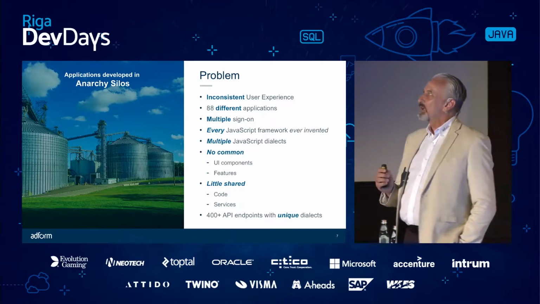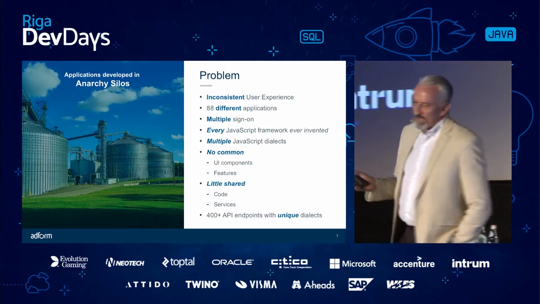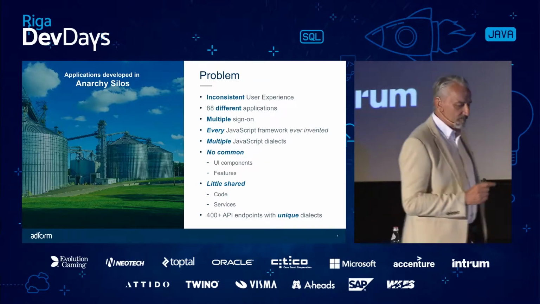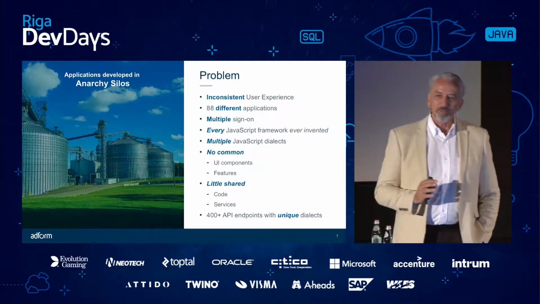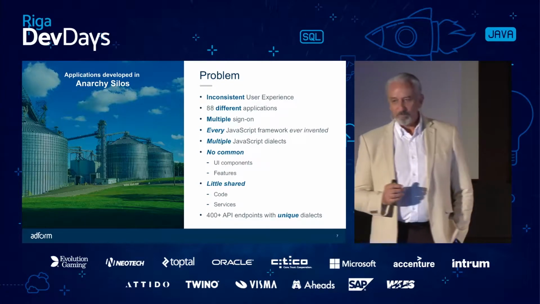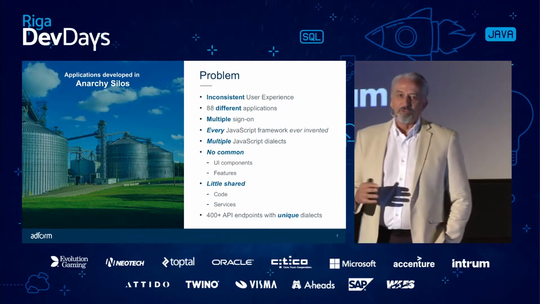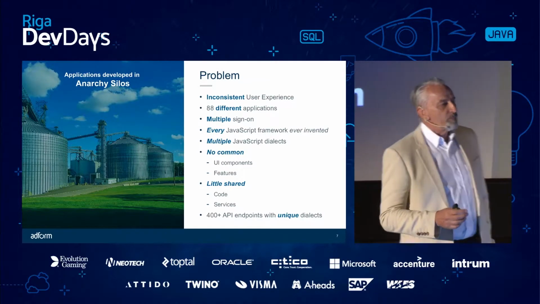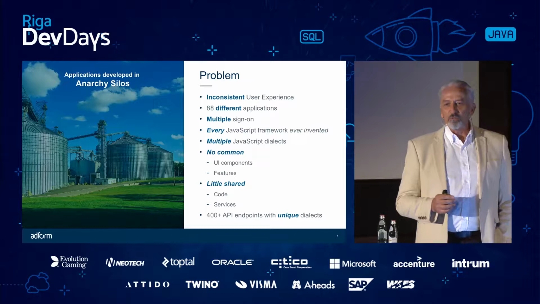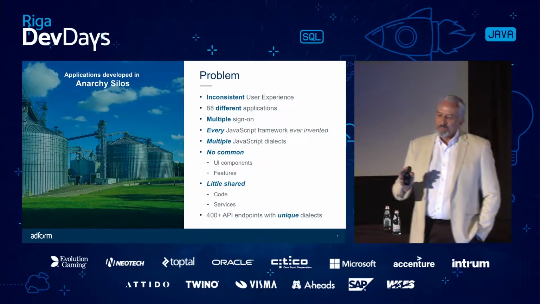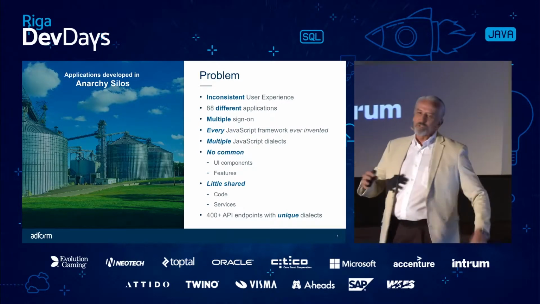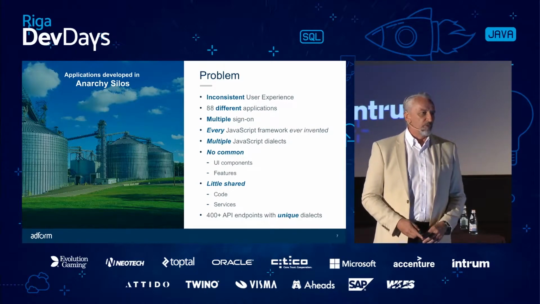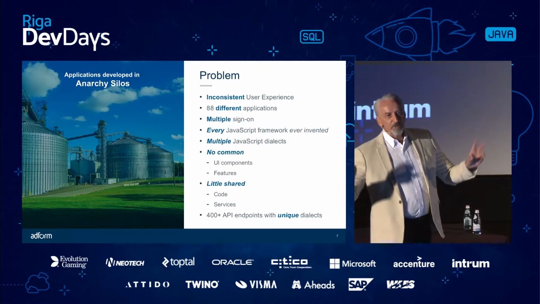You have multiple sign-ons. You have every JavaScript language and framework ever invented. No common UI components, no common features, little shared code, very little shared services, and 400 plus REST API endpoints, all with unique dialects. So when I say unique, what I mean is they're all strange and different. You kind of can guess what you have to do with them, but they're all special.